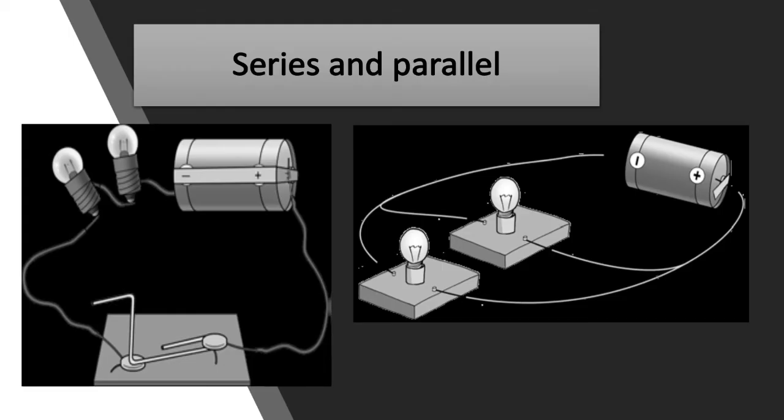If we have a look at two examples of series and parallel, the example on the left-hand side is a series diagram or a series circuit. As you can see, there is only one pathway for the current to flow in, but the diagram on the right-hand side is a parallel circuit. As you can see there, the pathway will split into two different pathways, each leading to a light bulb, and afterwards it joins back again into one pathway. So this is a series circuit on the left-hand side and a parallel circuit on the right-hand side.